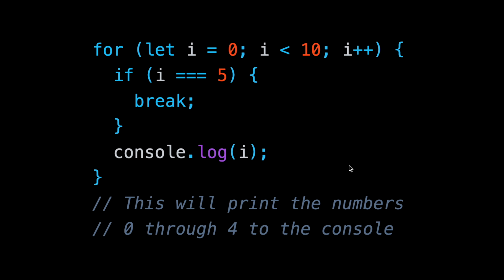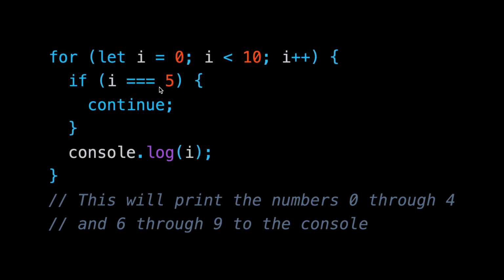So this could go from 0 to 9 because the loop is only going to run when i is less than 10, but within this loop, we have an if statement, and the if statement is if i is strictly equal to 5, we are going to break out of the loop early. So this code is showing how to do a for loop, and how to break out of the loop early. So this is just going to print the numbers 0 through 4 to the console because it breaks out of the loop when it gets to that break sign.